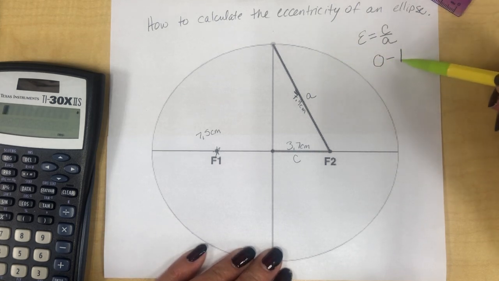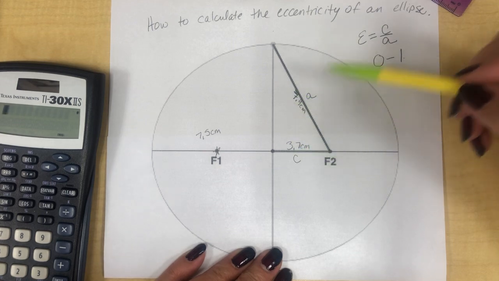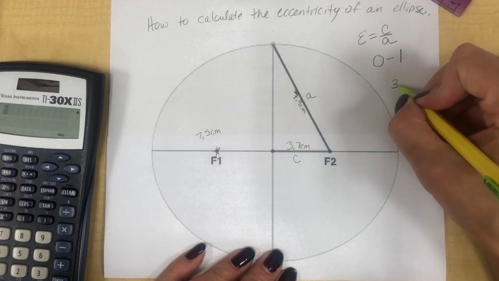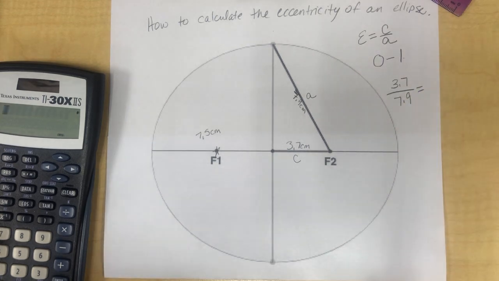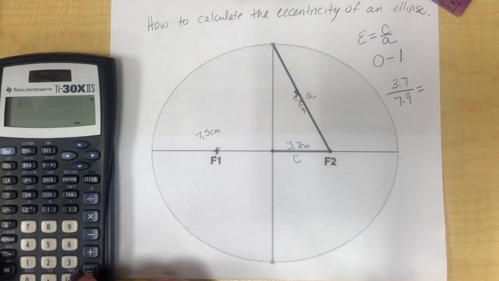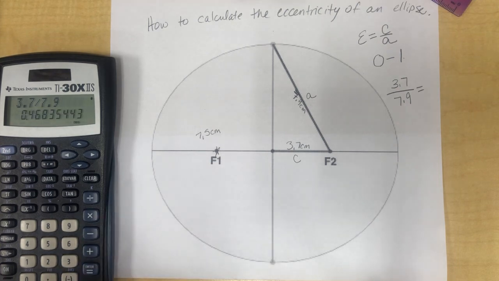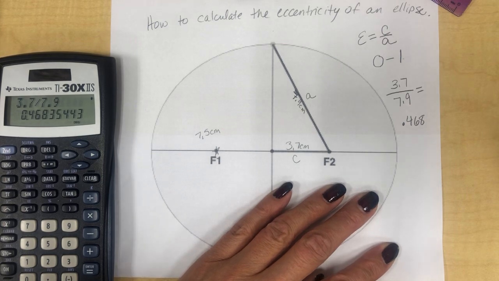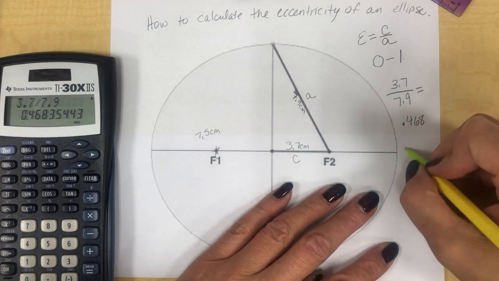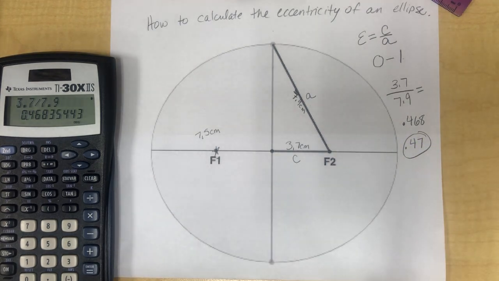In order to get that number to be greater than 0 and less than 1, I have to divide the smaller number by the bigger number. Easy way for me to remember that. So I'm going to take 3.7 and divide that by 7.9. When I plug that into my handy dandy calculator, can you see my handy dandy calculator? 3.7 divided by 7.9, I get 0.468. If I'm putting that into an online version, you would probably round that to 0.47. And that's going to be my final answer. So that's how you calculate the eccentricity of an ellipse.